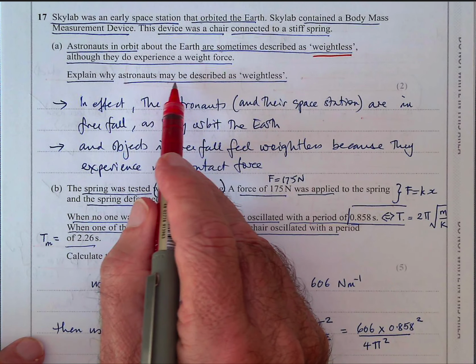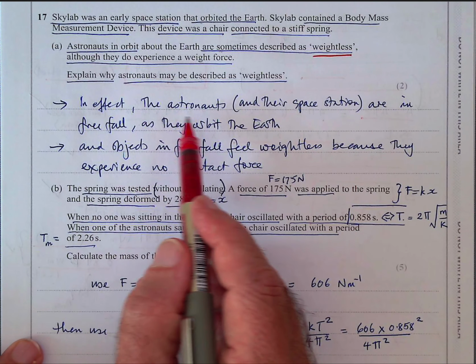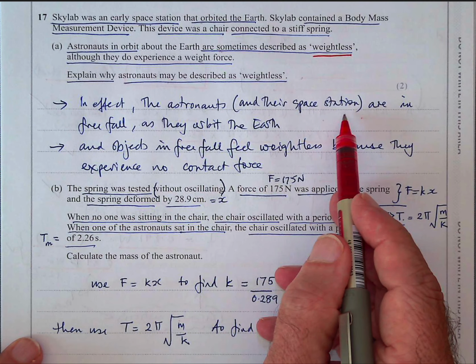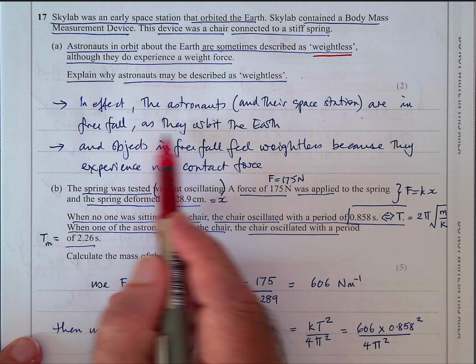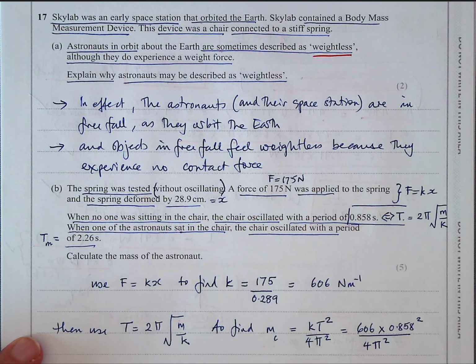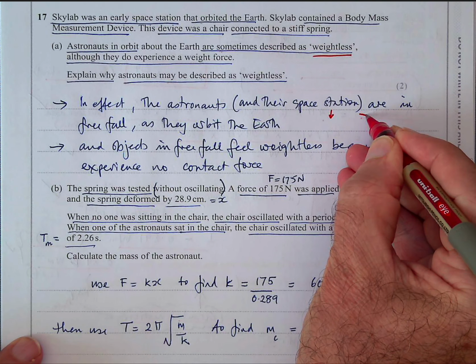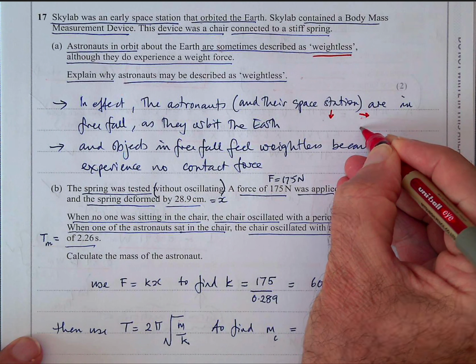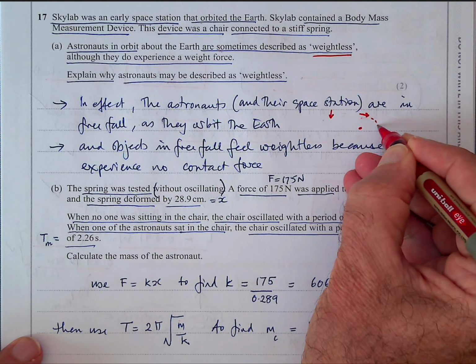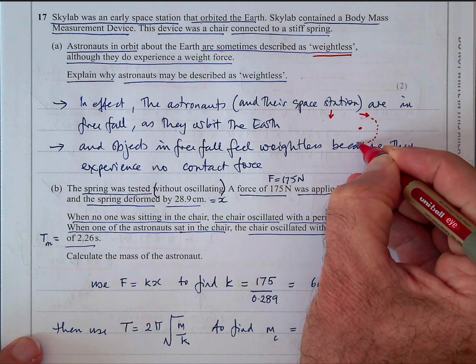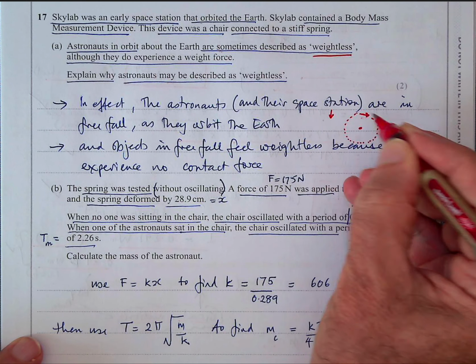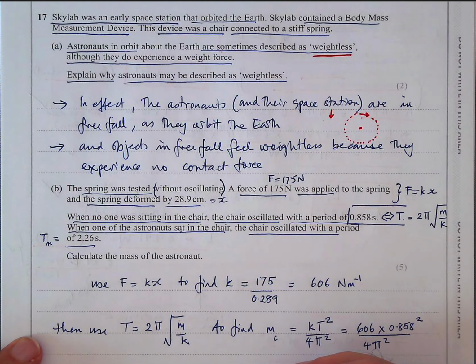Explain why astronauts may be described as weightless. In effect, astronauts and the space station that they're in are in free fall as they orbit the Earth. Okay, it's like they're continuously falling. The only difference is falling is straight down, and they're falling sideways around the Earth. So if this is the Earth, they're falling, but they're falling at just the right velocity, where they've also got a sideways constant speed. So they're constantly in a state of falling.